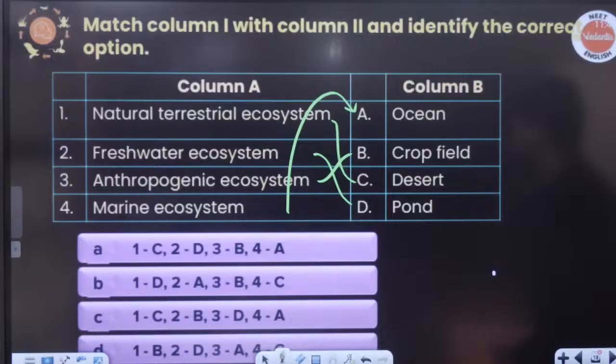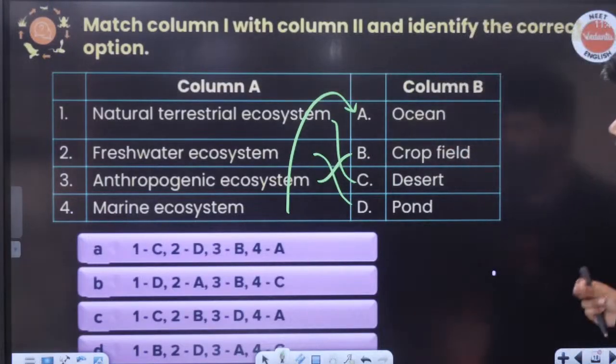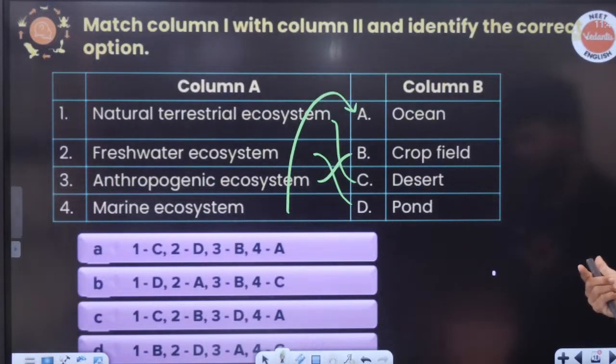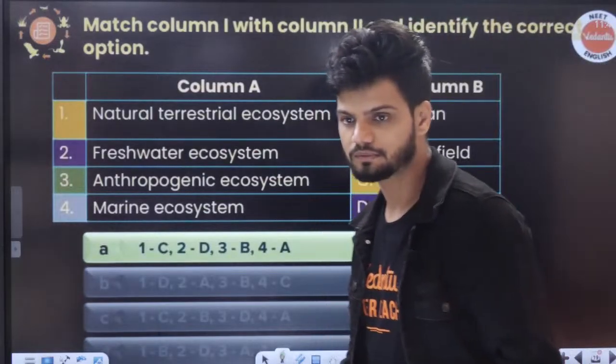So what is the answer? Tell me, students. What is the answer? Tell me quickly in the chat. Full rapid fire answer I want. So A is going to be C. 1 is C. And 2 is going to be D. So option number 1.